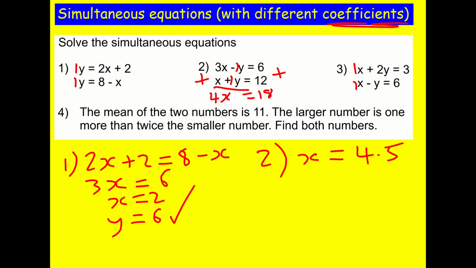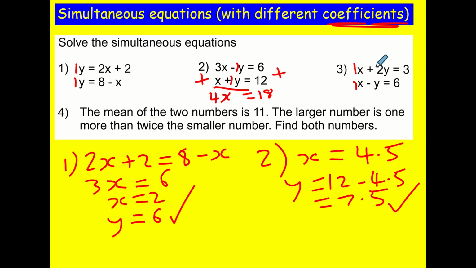If I then want to work out what y is, I probably would just put it back into this one. I'm going to get that y is 12 minus 4.5, and that's going to give me 7.5. I can just double check. If I substitute it back in... Oh no, wait. Sorry. 3 times 4.5 is 13.5. Minus 7.5 is going to give me 6. So again, I know that one's correct. This time with decimal answers, a lot harder to guess, but elimination works really nicely.